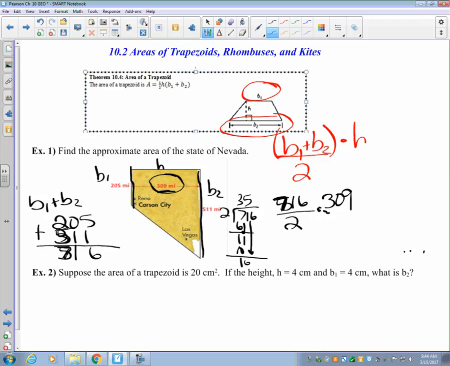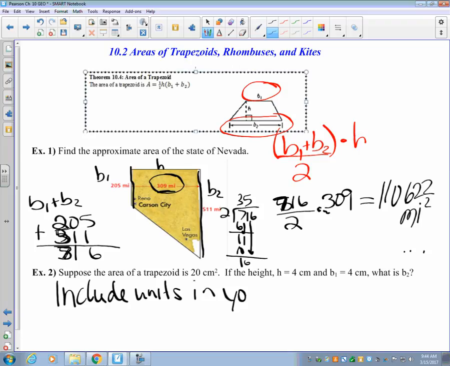So we've got 716 divided by 2 times 309. That is 110,622 square miles. I'm going to say it, but you guys aren't going to remember this, so I'll write it down. Make sure you include units in your answer, or you lose points.